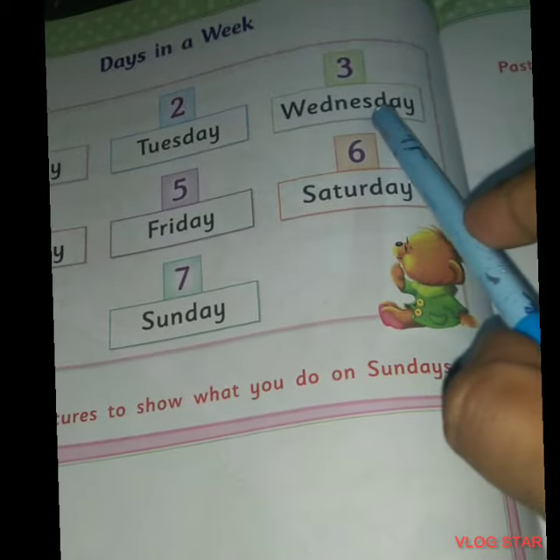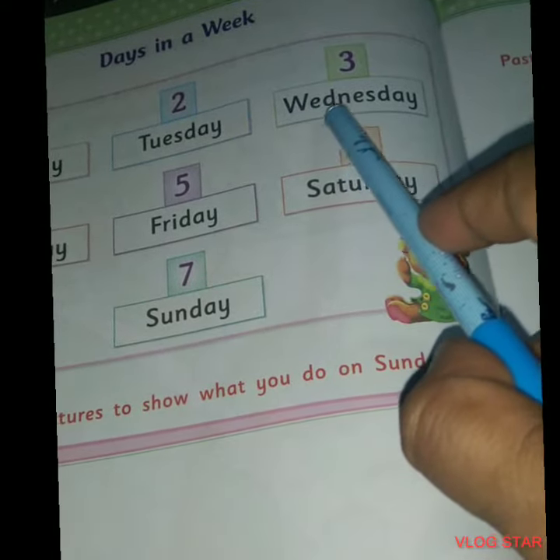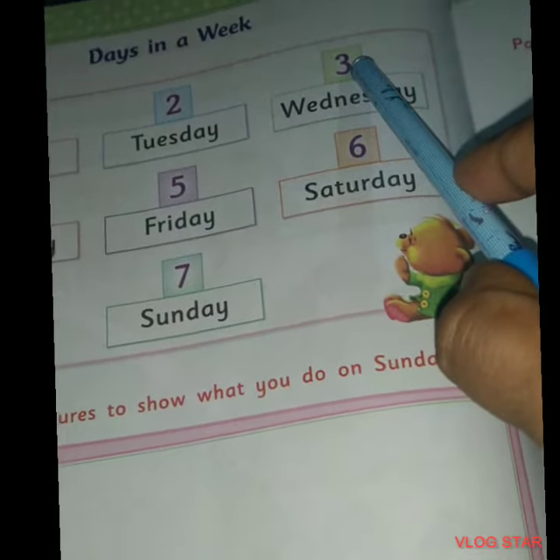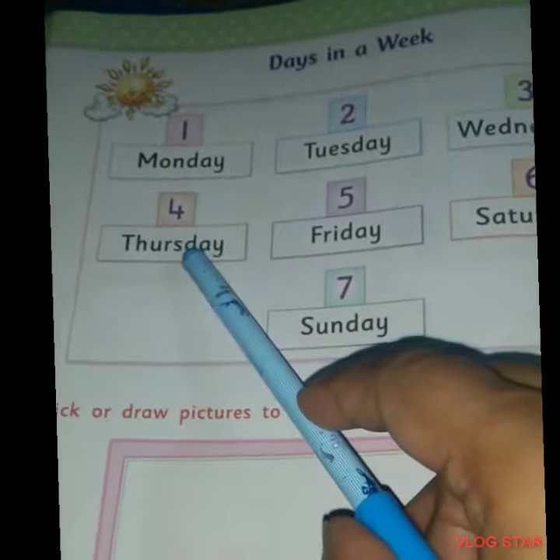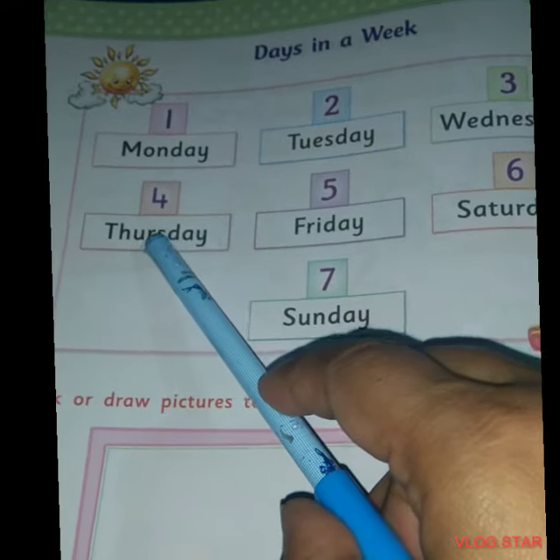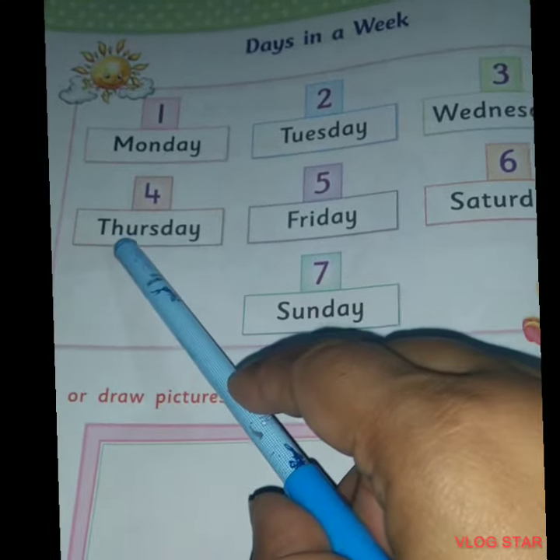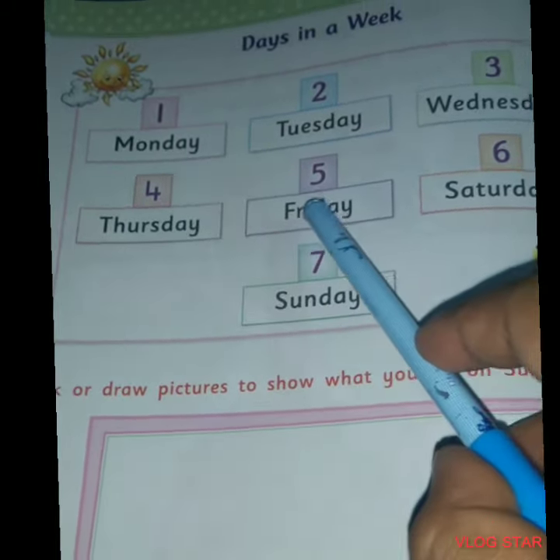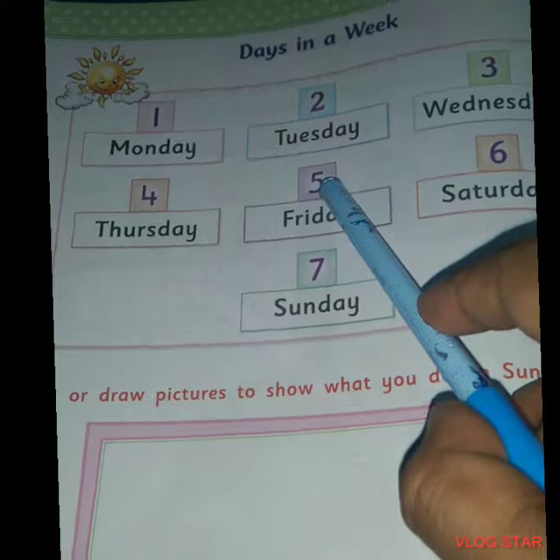This is Wednesday. W-E-D-N-E-S-D-A-Y, Wednesday is the third day of the week. And this is Thursday is the fourth day of the week. T-H-U-R-S-D-A-Y, Thursday. This is Friday is the fifth day.